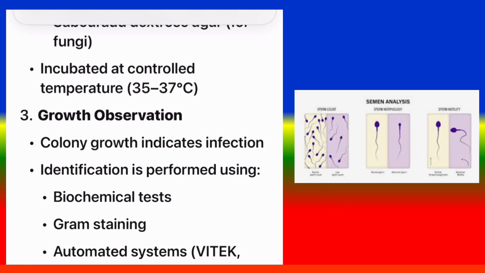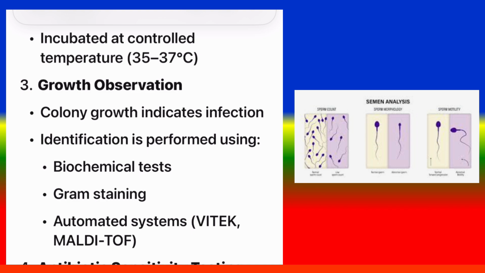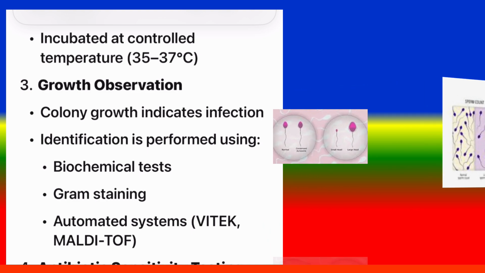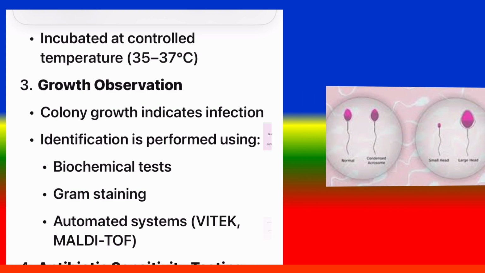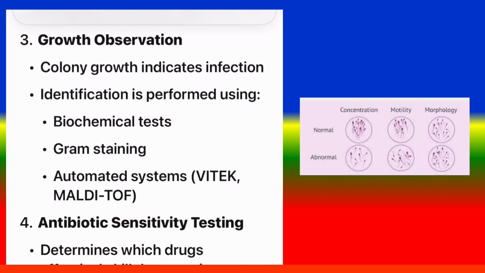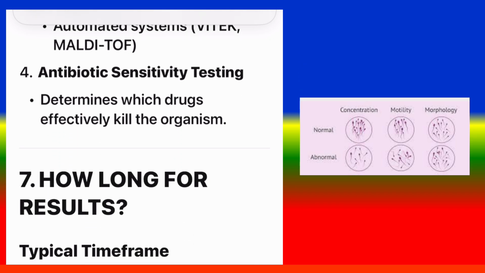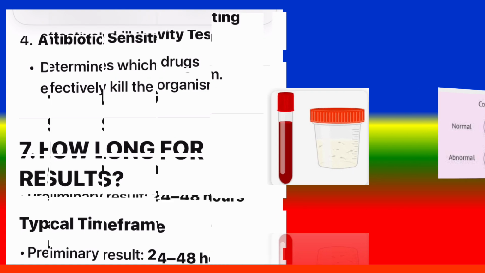incubated at controlled temperature, 35 to 37 degrees. 3. Growth observation. Colony growth indicates infection. Identification is performed using biochemical tests, Gram staining, automated systems, Vitek, MALDI-TOF. 4. Antibiotic sensitivity testing determines which drugs effectively kill the organism.